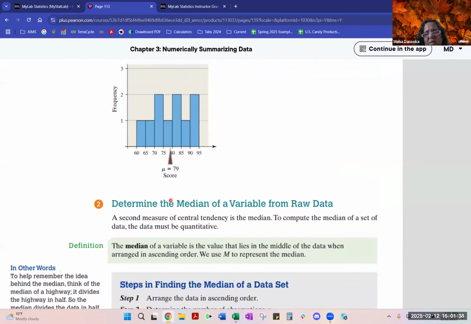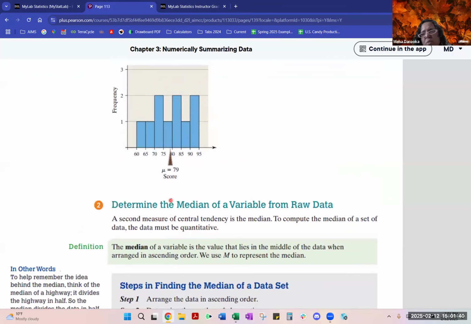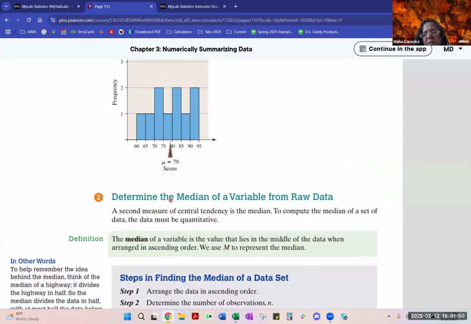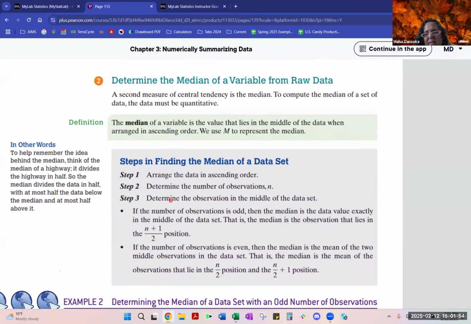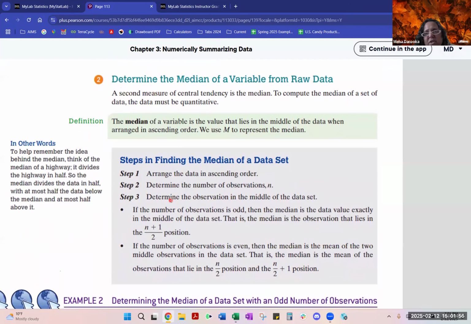Did anybody have any questions on the mean? We'll look at an example where you will get to practice that, but just for now, any questions? No? Okay. So let's move on to the next calculation for an average.